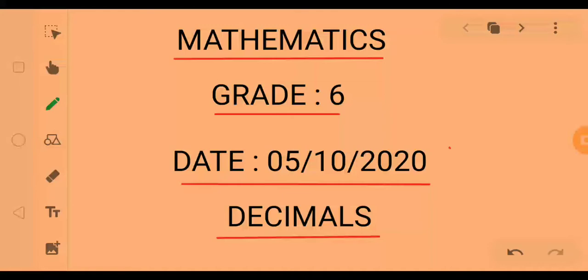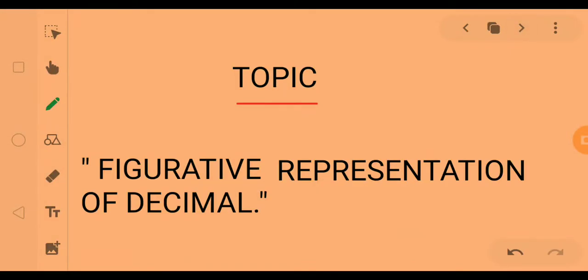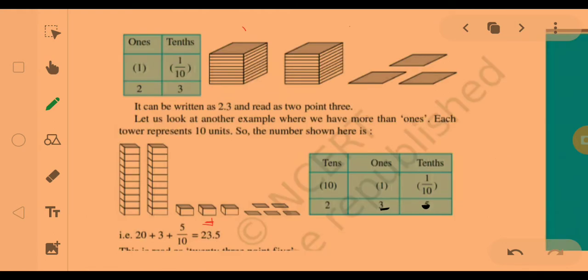In today's module, we will discuss the figurative representation of decimals. So, how do we express a figure in terms of decimals? That is what we are going to discuss in today's module. So, let's get started. Here we have two figures.